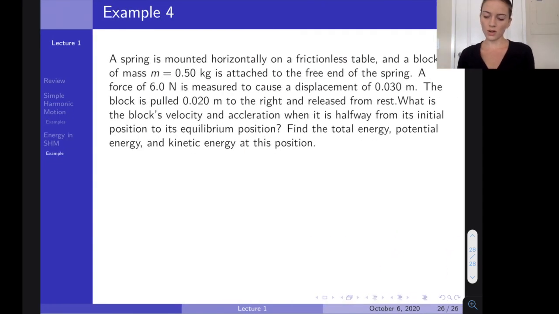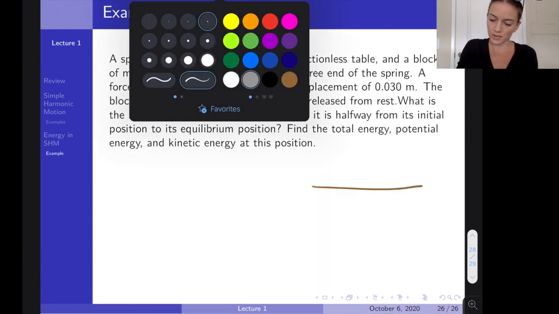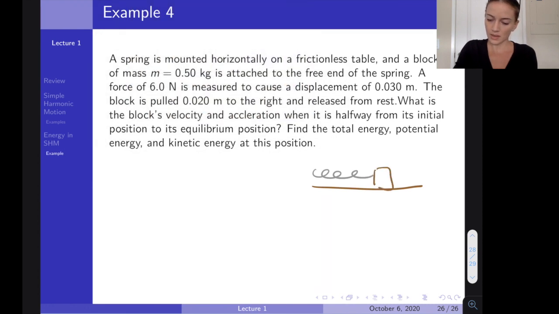A spring is mounted horizontally on a frictionless table, and a block of mass 0.5 kilograms is attached to the free end of the spring. This is the same as the problem that we did earlier. So we have our spring here, and we have the mass of it. We're told that a force of 6 newtons is measured to cause a displacement of 0.03 meters. So this is the same as the problem where we found the spring constant k. It's the same setup.